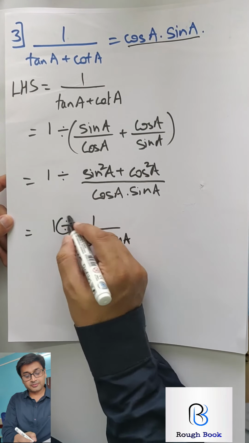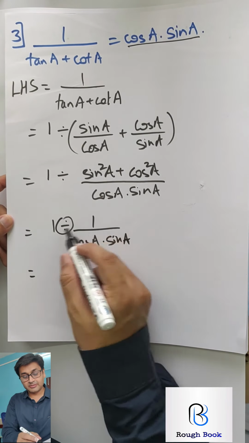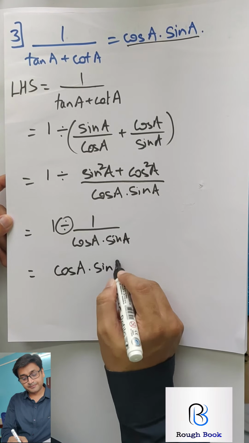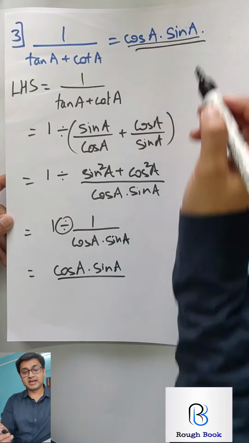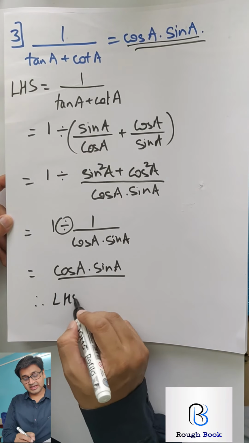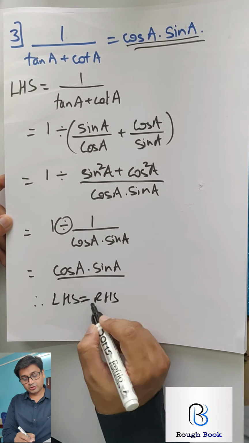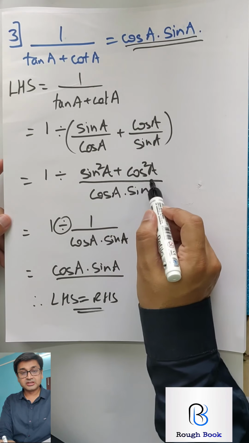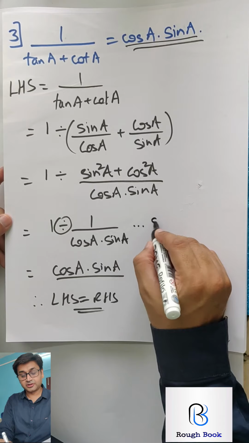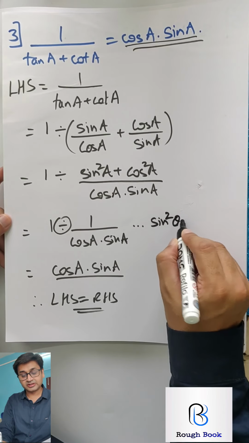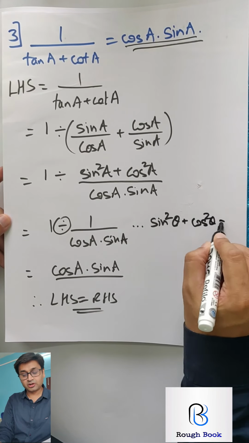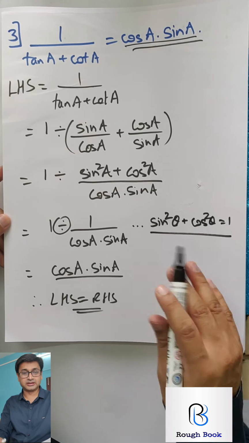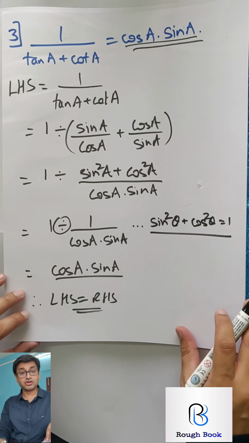So on multiplying, the reciprocal of this goes up, multiplies with 1. So what will I get? I will get cos A into sine A. That's exactly what I wanted. So therefore I will say LHS is equal to RHS. Do you understand how to go about it? Wherever you use square ratios, you are expected to write the reason, as in sine square theta plus cos square theta is equal to 1. You may write A, you may write theta, anything, that doesn't matter as far as you are mentioning it.